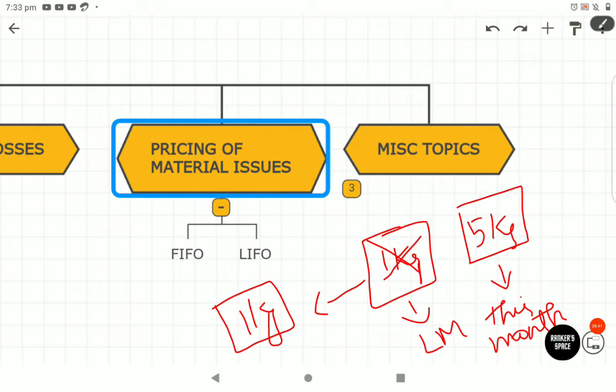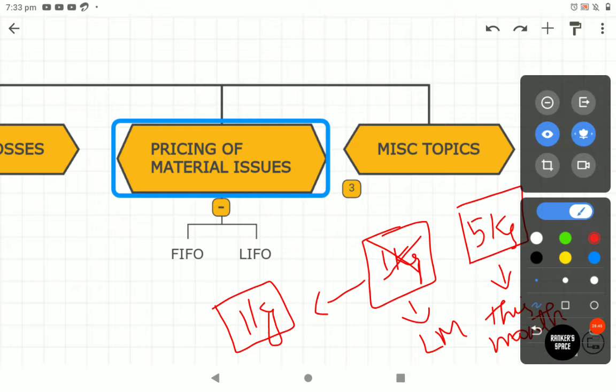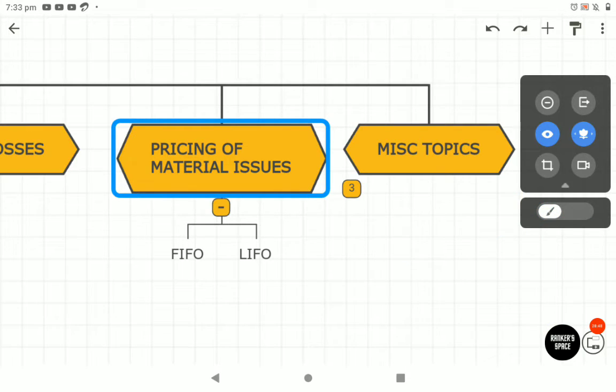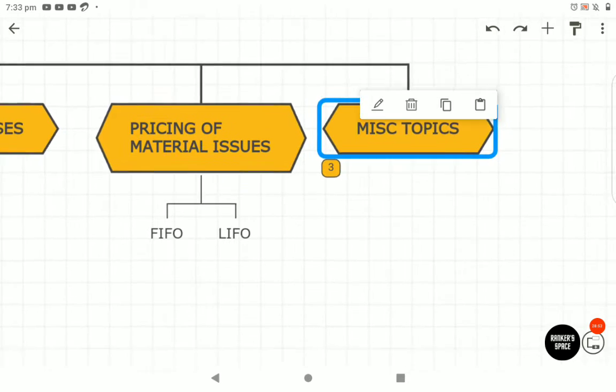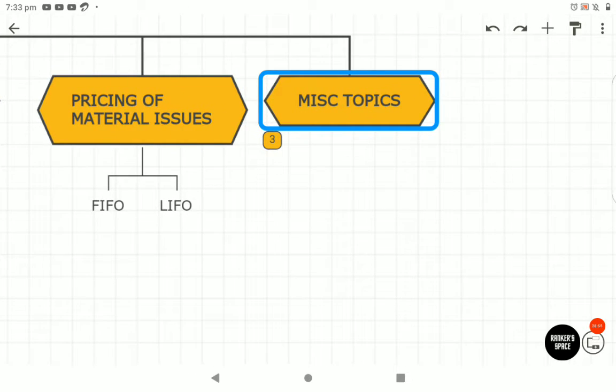Okay, so that is how it is dealt with. Okay, FIFO LIFO formats, we'll see it later. Okay, the next miscellaneous topics are all about formats. Okay, I have taken like formats.